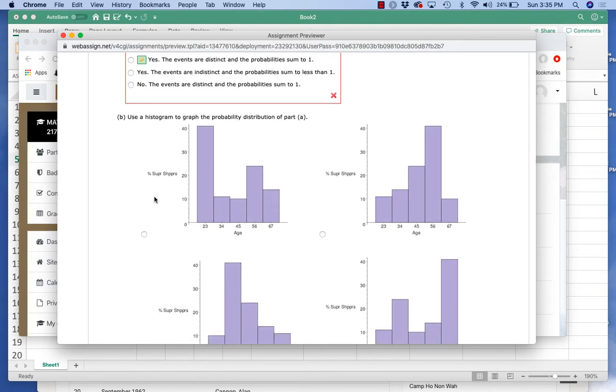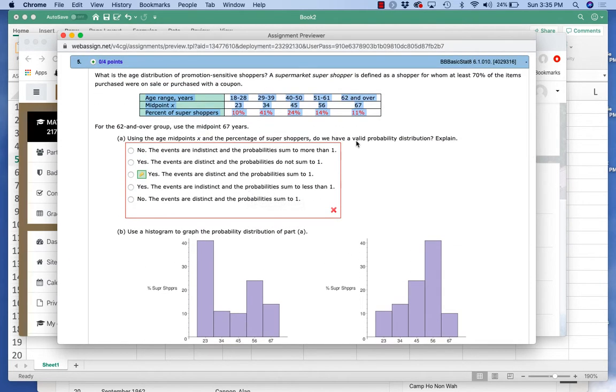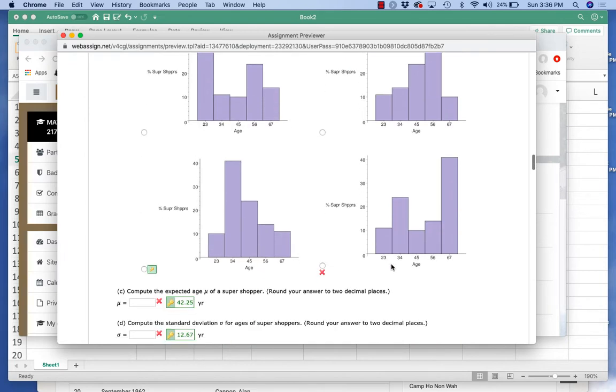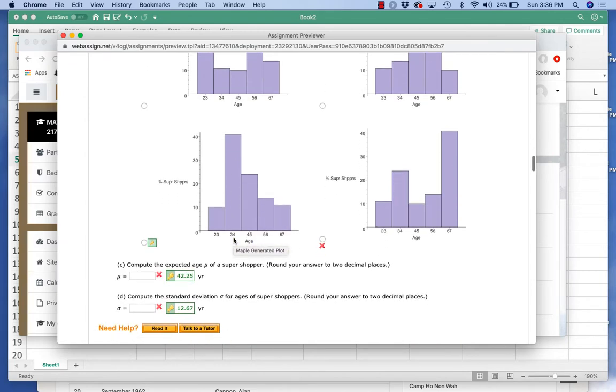Looking at the histogram, when I look through, I'm going to say the biggest one is 41% at 34. So that's not the biggest one, that's not the biggest one, that's the biggest one. So this has to be it. That's the quickest way to do that.